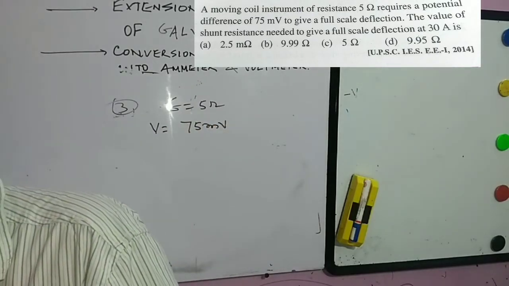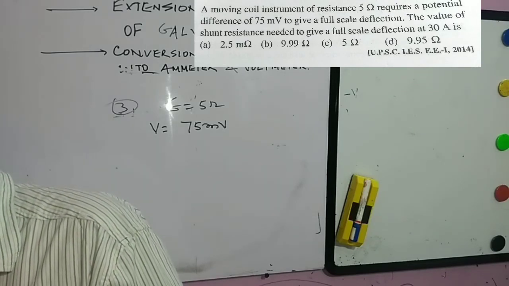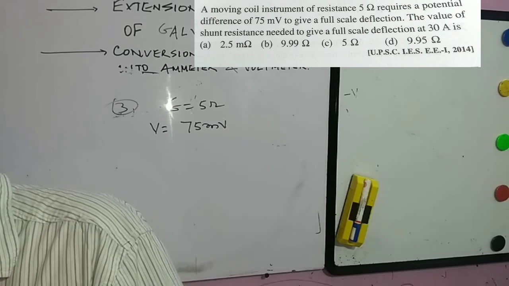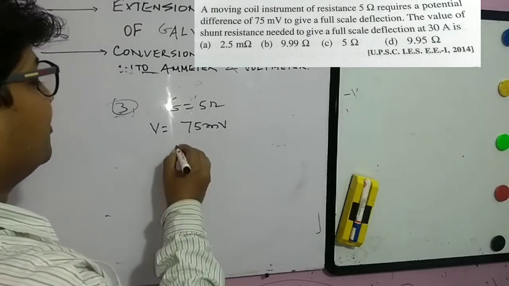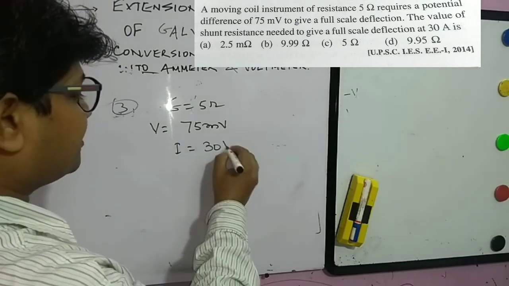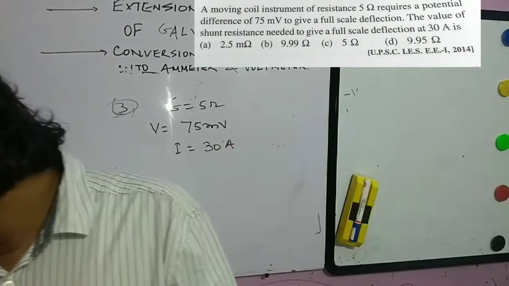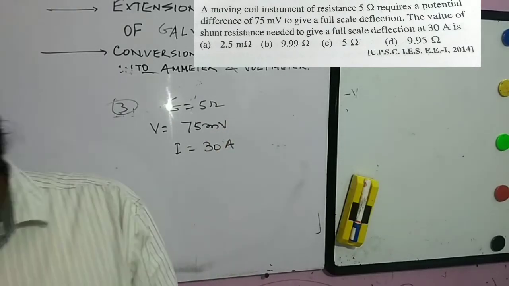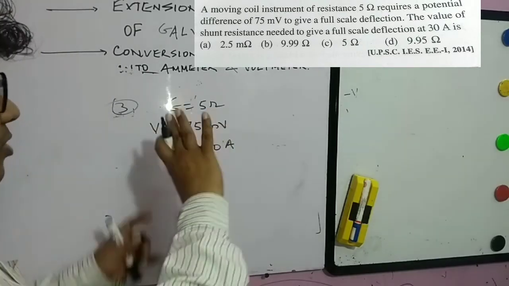To give a full scale deflection, the value of shunt resistance needed to give a full scale deflection of 30 ampere. So you need 30 ampere full scale deflection, that is, I is equal to 30 ampere. This is 30 ampere I. You are asked what is the value of shunt resistance, that is, the value of RSH is asked.